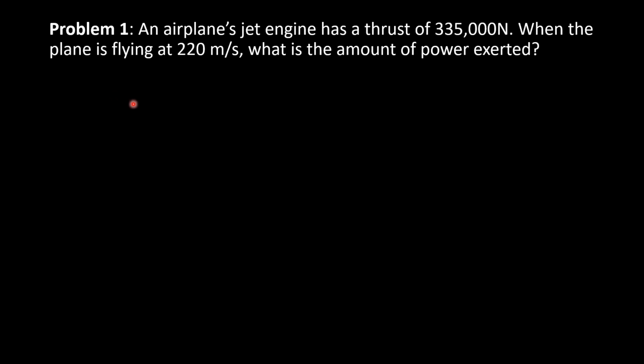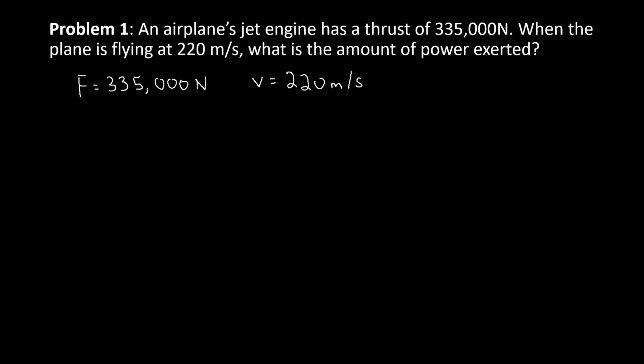Problem 1 states that an airplane's jet engine has a thrust of 335,000 newtons, and we are asked, when the plane is flying at 220 meters per second, what is the amount of power exerted? So the problem gives us the force, which is equal to 335,000 newtons, and it also gives us the velocity, which is equal to 220 meters per second.